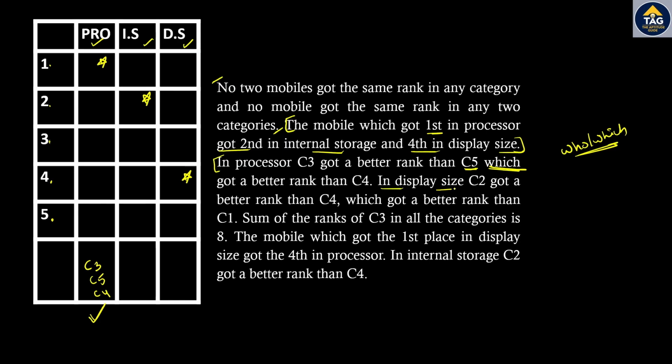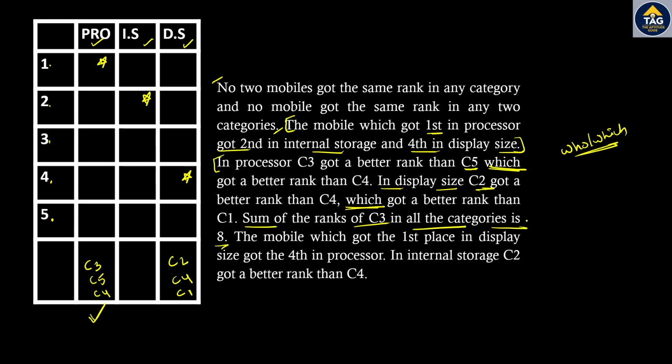In display size, C2 got a better rank than C4. C4 got a better rank than C1. And then the sum of the ranks of C3 in all categories is 8.